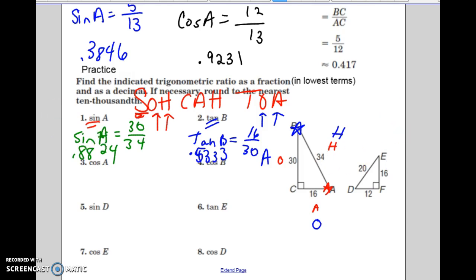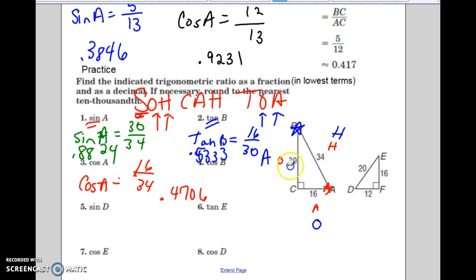Okay, the next one, cosine of A. Cosine is adjacent over hypotenuse, so I'm using the red letters. So the cosine of A is 16 over 34. And if I plug that in, what would I get? 0.4706, is that right?